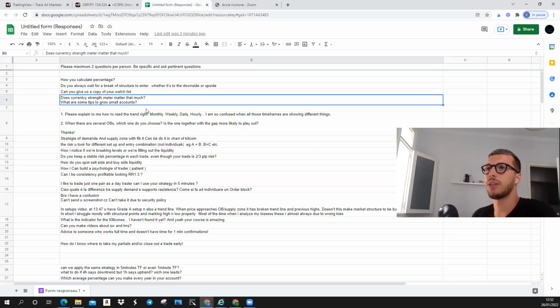Does the currency strength meter matter that much? No, it doesn't. It was just an extra confluence. I don't really look at it that much.